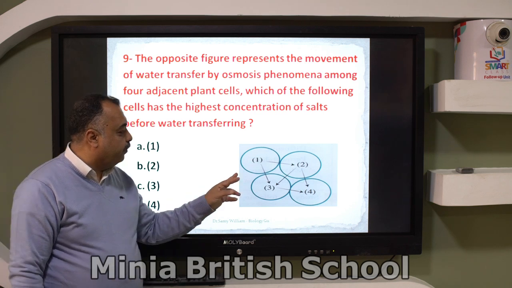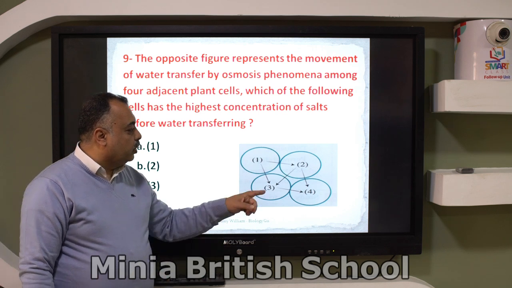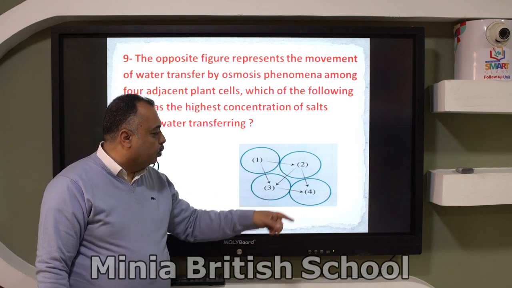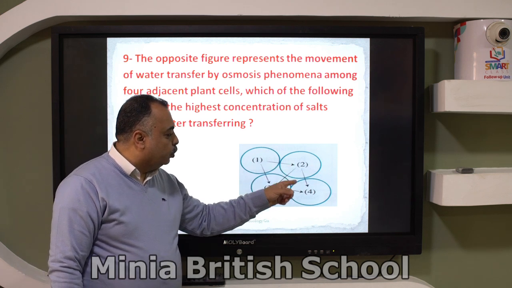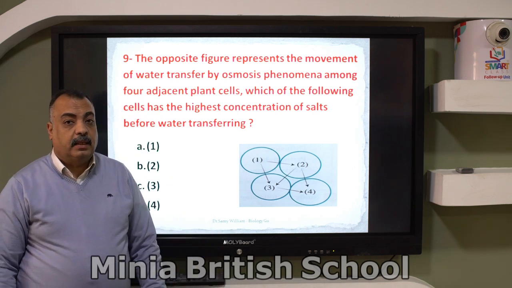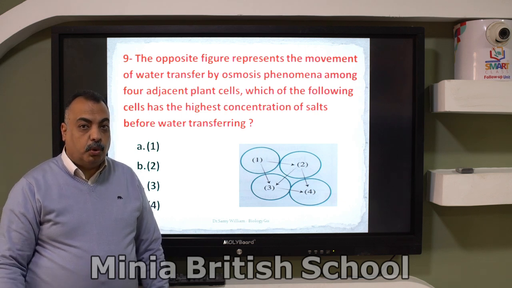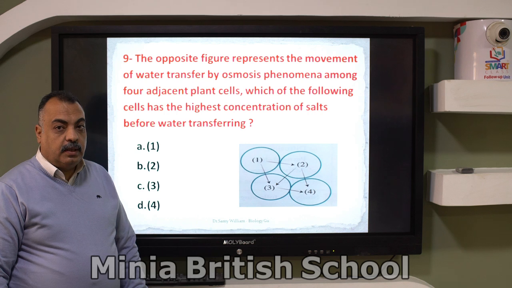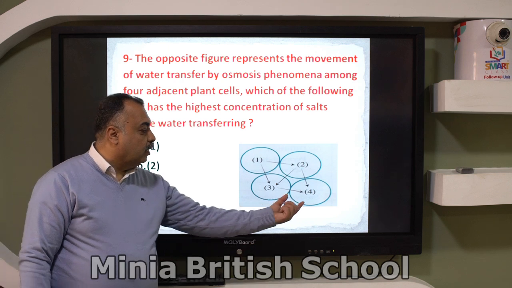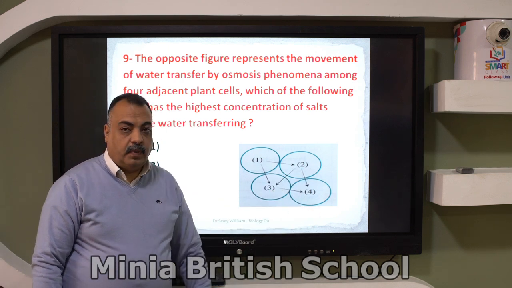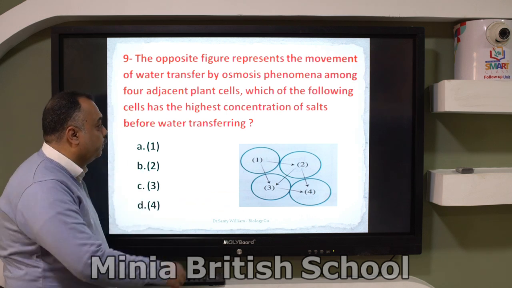Please check the graph. Water transfers from 1 to 2 and 3, and from 2 to 3 and 4, and finally from 3 to 4 and from 2 to 4. So which cell has the highest concentration of salts and absorbs the water? Yes, of course, number 4 has the highest concentration of salts because it is the last cell which takes from 2 and 3. So the choice here will be 4.